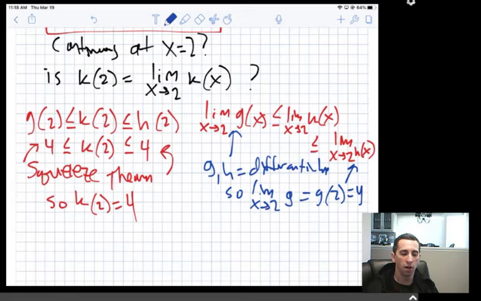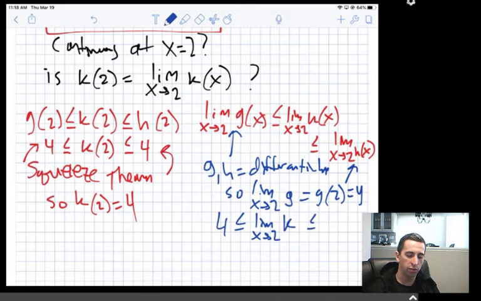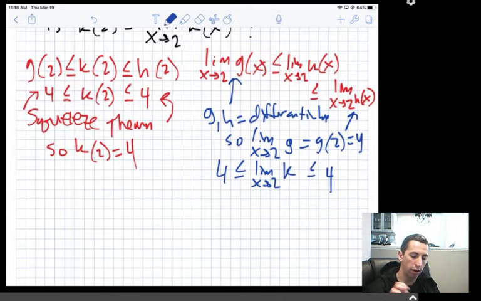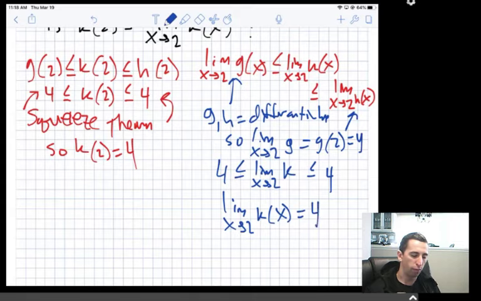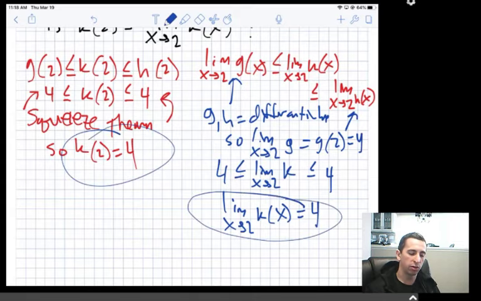Same thing's true with h. So it's saying, again, that 4 is less than or equal to the limit as x goes to 2 of k is less than or equal to 4. Okay, so by the same logic, if we take the limit as x goes to 2 of k of x, that should give you 4. So the value of the function is equal to the limit of the function, so it is continuous.